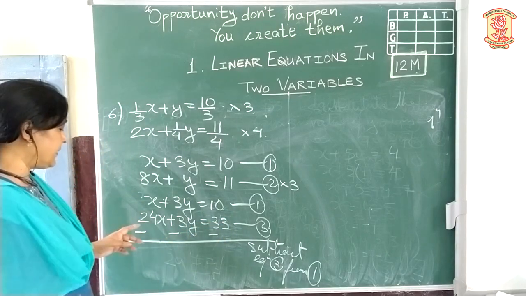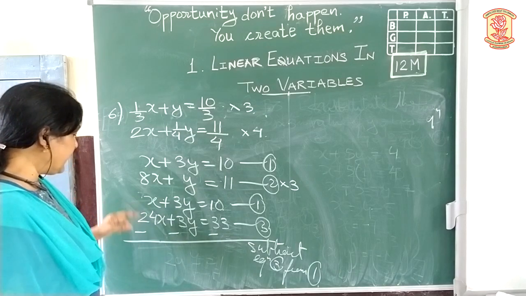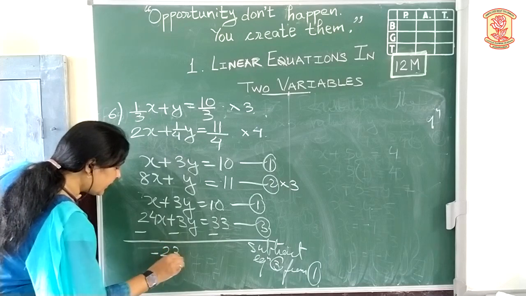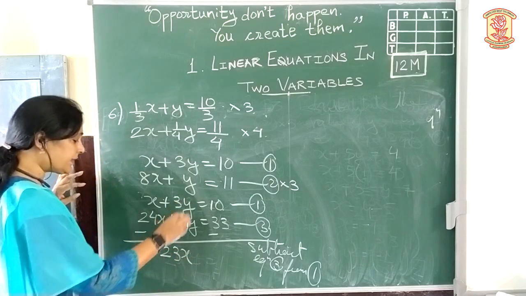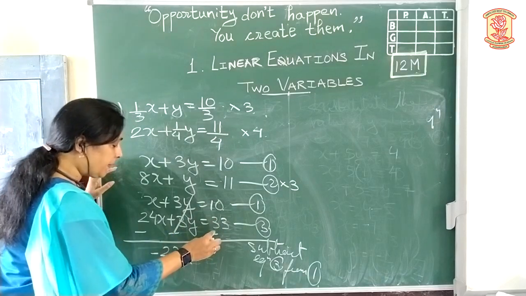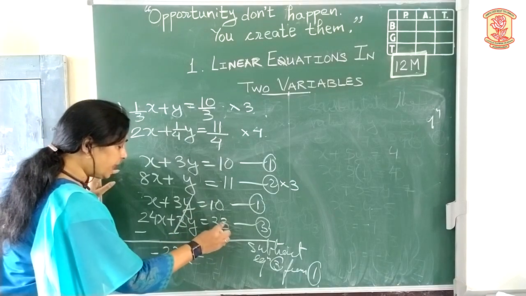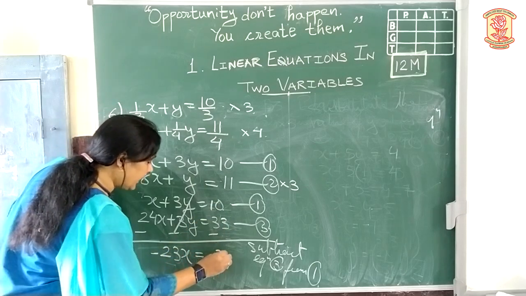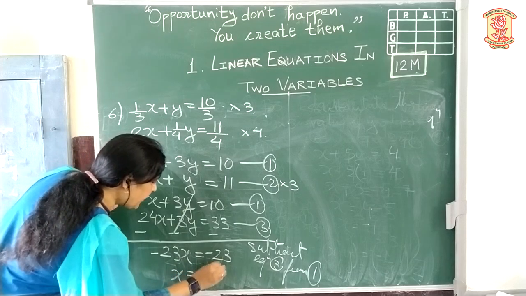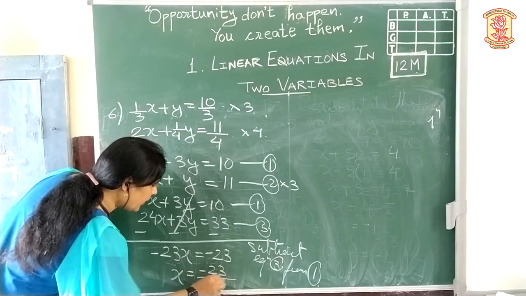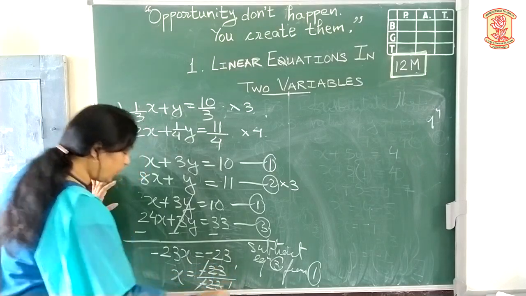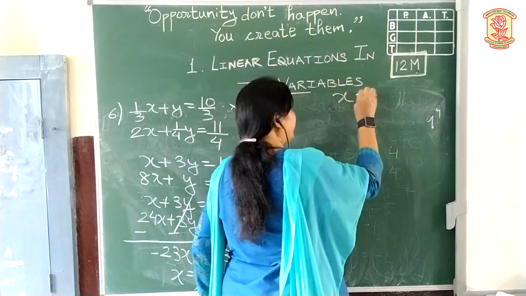Now plus minus, minus 24, minus plus, minus 24 minus 1 is 23, bigger number sign, that is minus 23x, plus 3y minus 3y cancels, equals to plus minus, minus 33 minus 10, that is 23, and bigger number sign is minus. So x equals to minus 23 upon minus 23. Minus minus get cancelled. 23 ones are 23. So the value of x is 1.